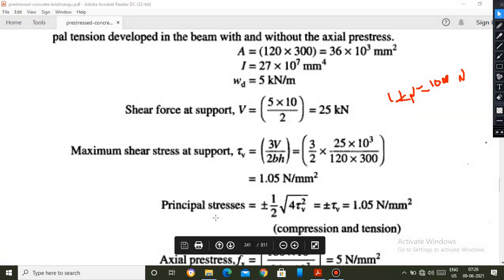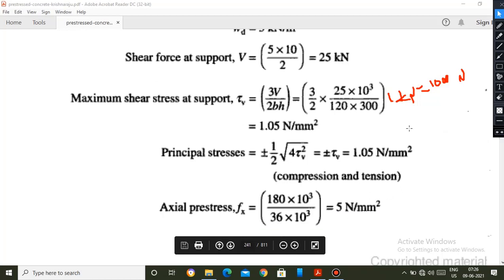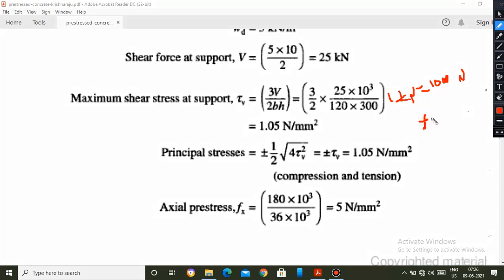Next, coming to the principal stresses without considering any axial pre-stresses or any horizontal pre-stresses. We have the formula for the maximum and minimum principal stress: f equals (fx minus fy) by 2 plus or minus 1 by 2 into square root of 4 tau V square. In the first condition, we are not considering any axial pre-stressing force, hence the principal stress is 1 by 2 into square root of 4 tau V square, where the 2 by 2 cancels.